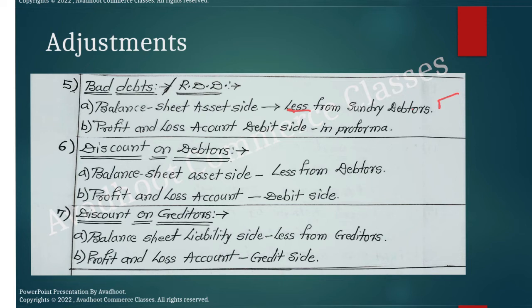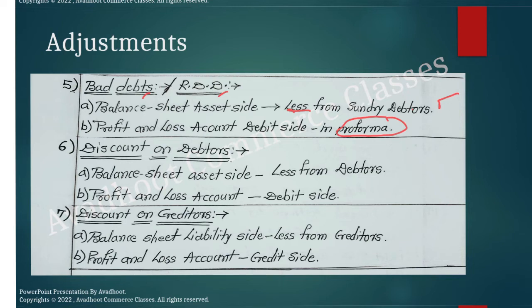Secondly, it goes to the profit and loss account, debit side, in the pro forma that we have written there. If you can see the pro forma: bad debts in trial balance, add bad debts in adjustments, add RDD in adjustments. You'll have to put it in a column, then total, less RDD in trial balance, and then take the figure to the outer column. Bad debts and RDD are to be deducted from the debtors.